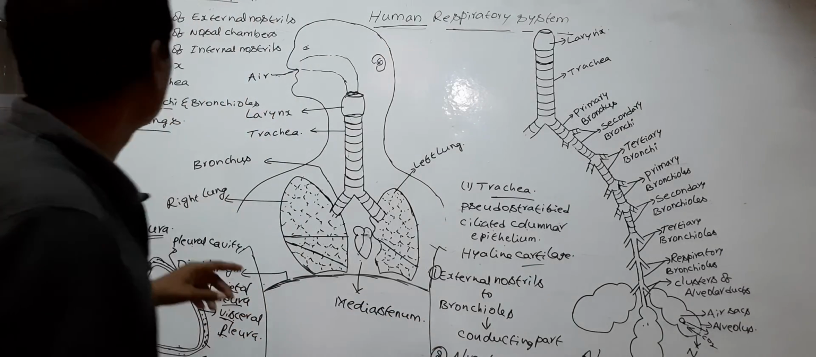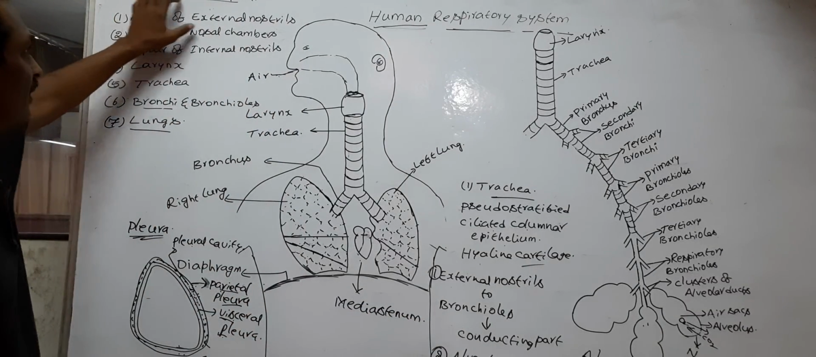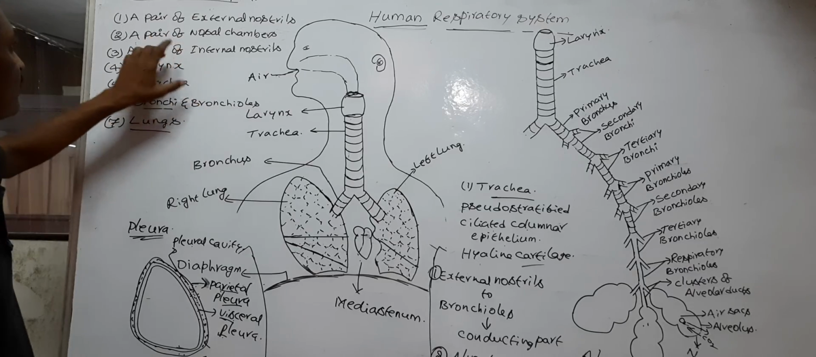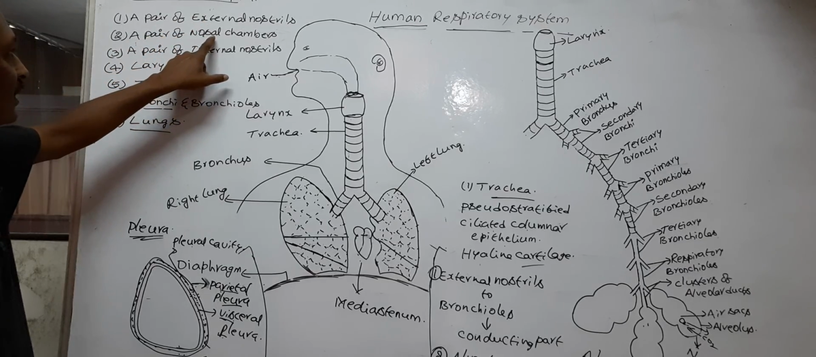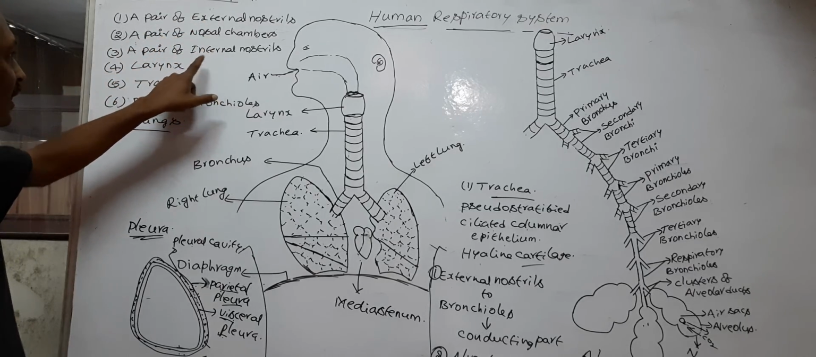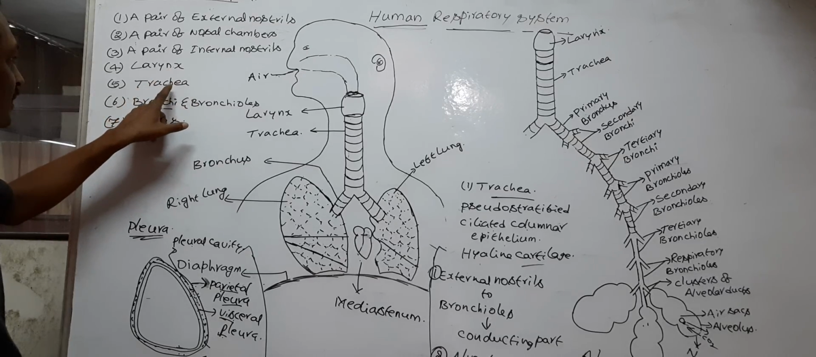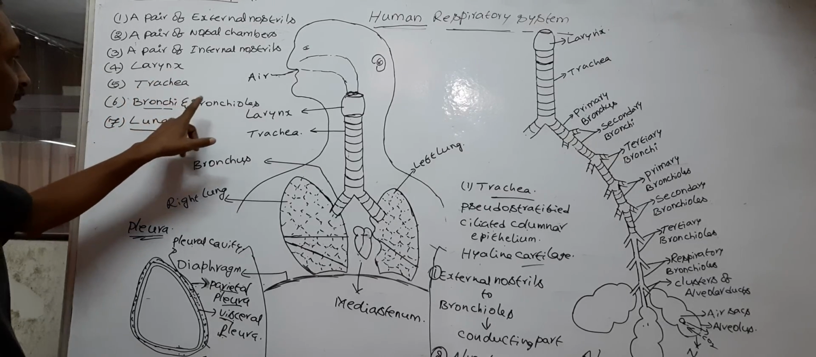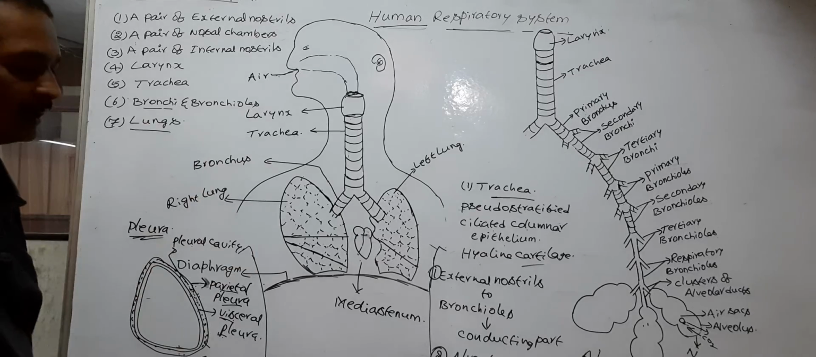So these are the parts of the human respiratory system: external nostrils, nasal chambers, internal nostrils, larynx, trachea, bronchi, bronchioles, and lungs.